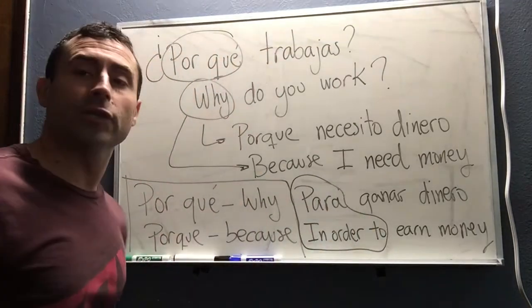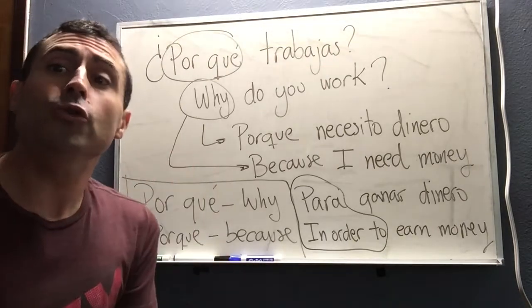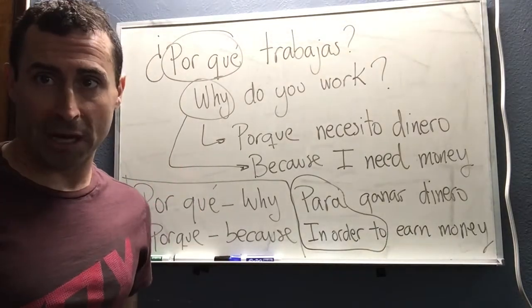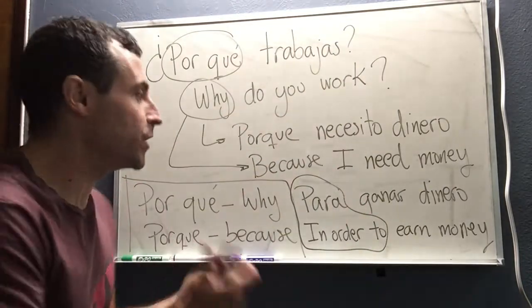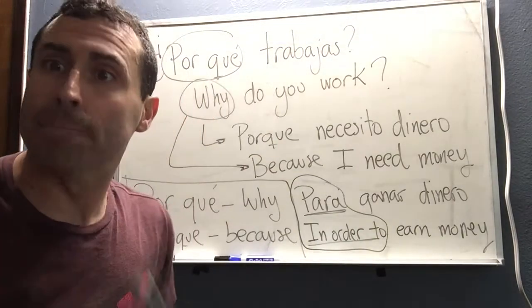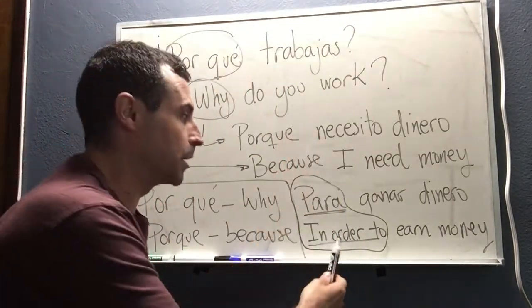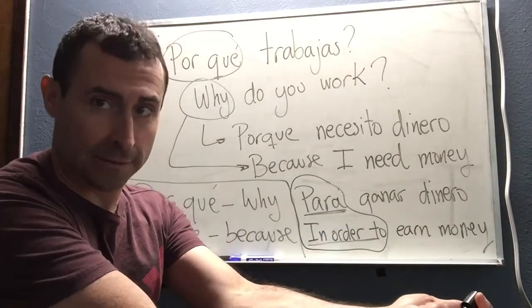Para, in order to, in this case. Para, in order to, is a preposition that we use a lot in Spanish. It's when we have a goal, we have a purpose, and we need the word "in order to" to fulfill a purpose, to accomplish a purpose. I do this in order to get that.